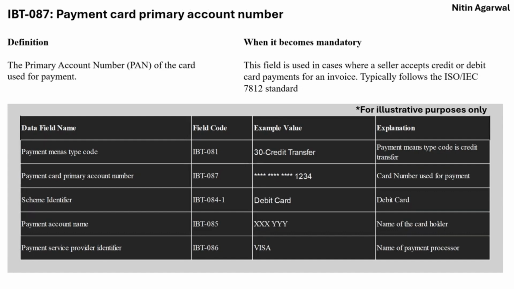Next on, we move to the payment card primary account number. The payment card primary account number is applicable when the payment is made to a card. This follows the ISO IEC 7812 standard and typically is aligned with the masking and privacy rules for ensuring card security. It therefore allows only the last 4 digits of the card to be captured.